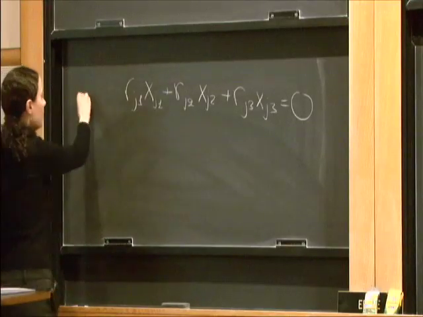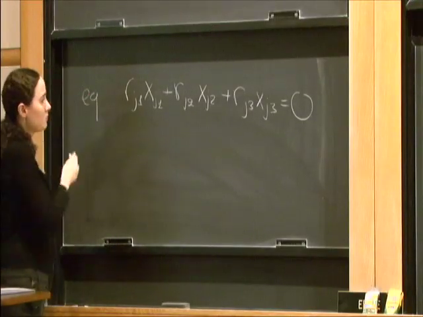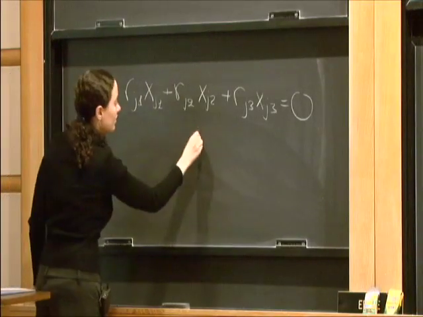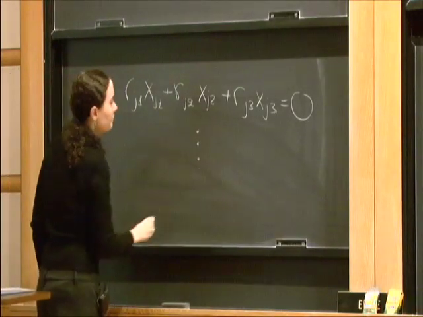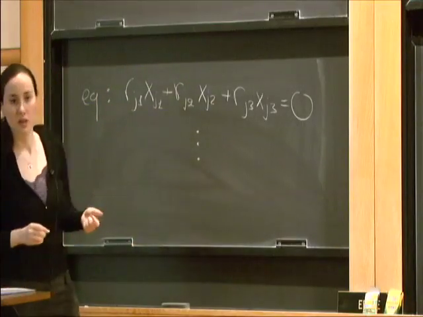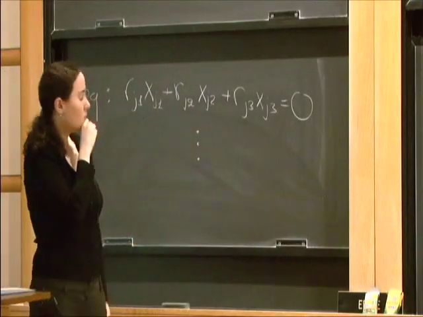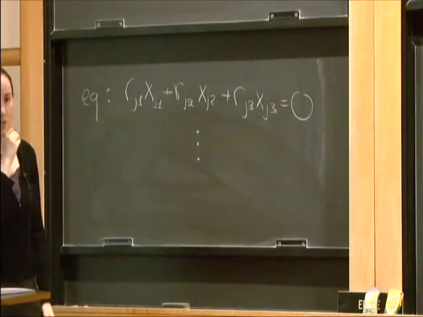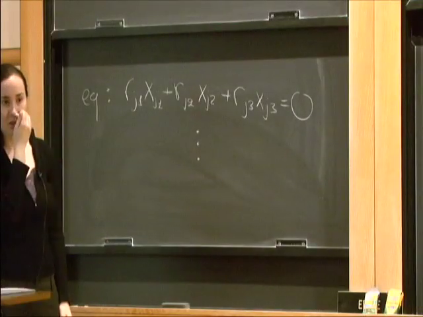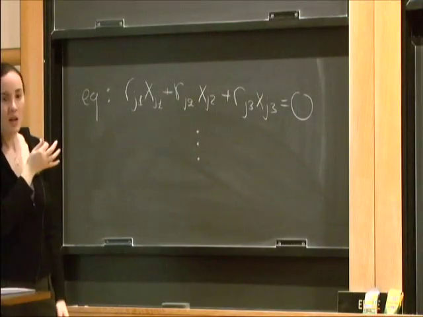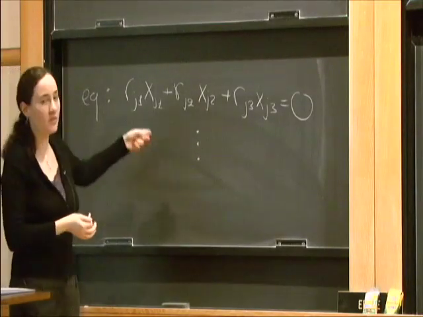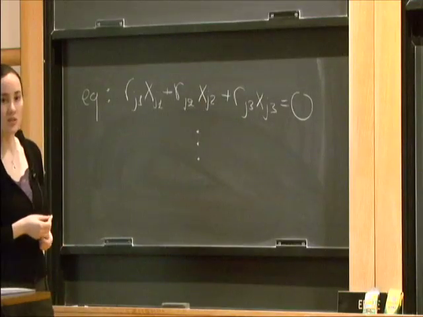I'll denote each equation by EQ usually, and we have a bunch of them. The variables assume real values. A homogeneous system like this can always be satisfied just by the all zero assignment. So what we'll ask for is a non-trivial assignment. Find a non-trivial assignment that satisfies as many equations as possible.